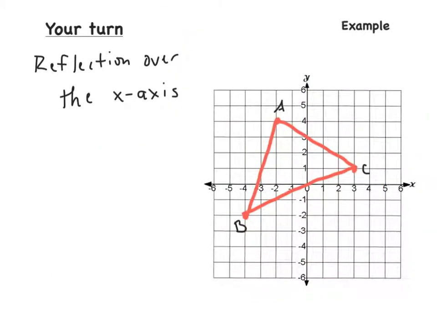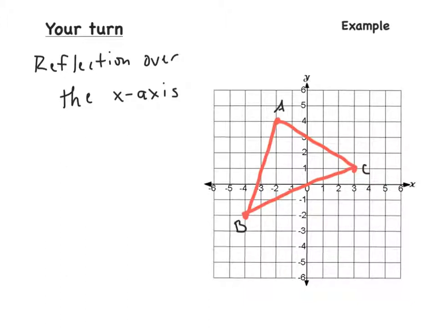Alright, now I want you guys to try it. I want you to take this figure, ABC, and reflect it over the x-axis. This may look a little different than the previous one since there are points above the x-axis and points below the x-axis, but just remember, we are going to reflect every point across the x-axis. So pause the video, unpause the video when you want to see the way that I have done it.